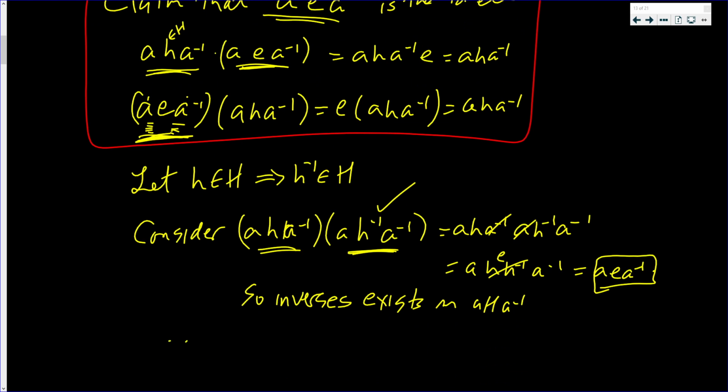Okay, therefore, because we have inverses and closure, aHa inverse is a subgroup of G. And that completes the proof. It's just a matter of checking closure and inverses. But again, you have to know what the identity element looks like before you can talk about inverses.